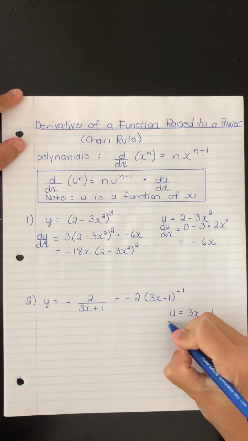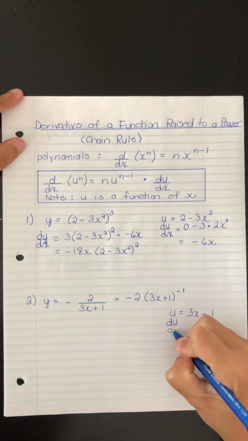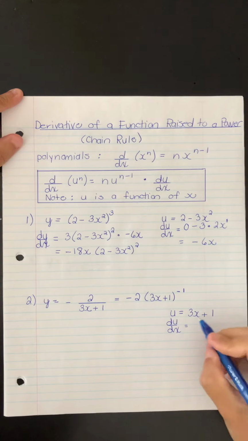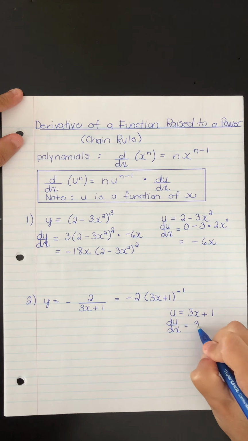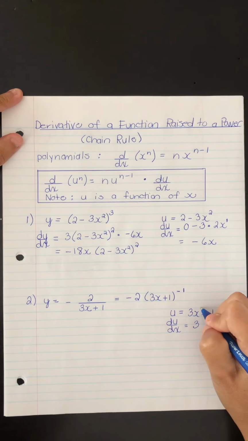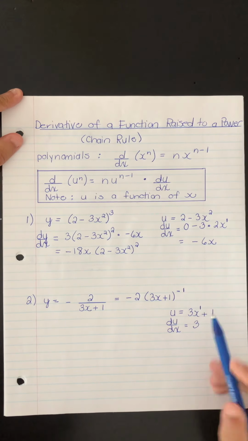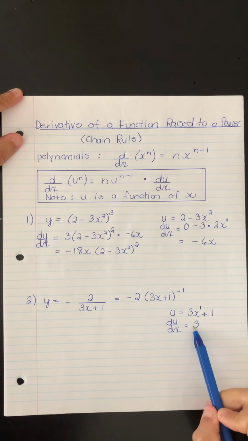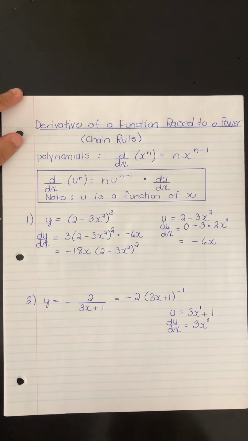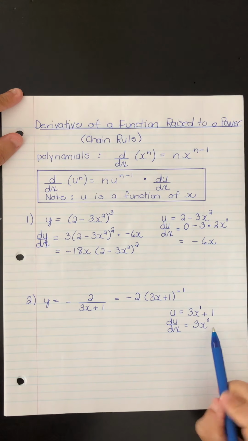Okay, we need its derivative. The derivative of 3x is 3. If it's helpful to you still, if you still need to do that, remember it goes like this. 1 times 3 is 3, and then you subtract 1 from the exponent, right? So you get 3x to the 0.